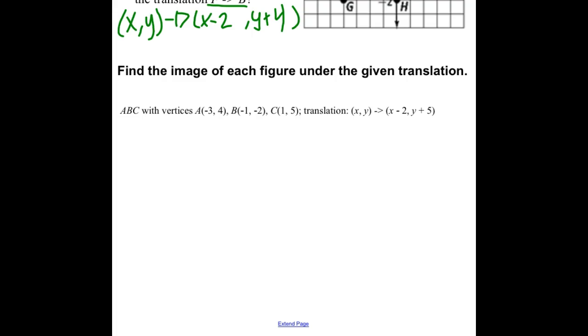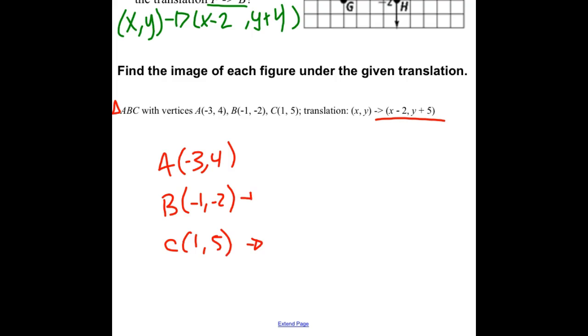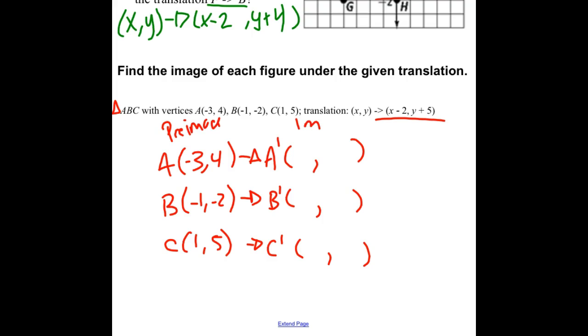Okay, so what we are going to do is find the image of each figure under the given translation. So triangle ABC, it's missing the triangle symbol there as well, has this translation occur. We're going to take all these points A, B, and C, their original ordered pairs, (-3, 4), (-1, -2), and (1, 5), and translate them. When you translate them, if you remember, A doesn't go to A, it goes to what we call A prime. B will go to B prime, and C will go to C prime. That's what we call their image. You start with the pre-image, and you end with the image.